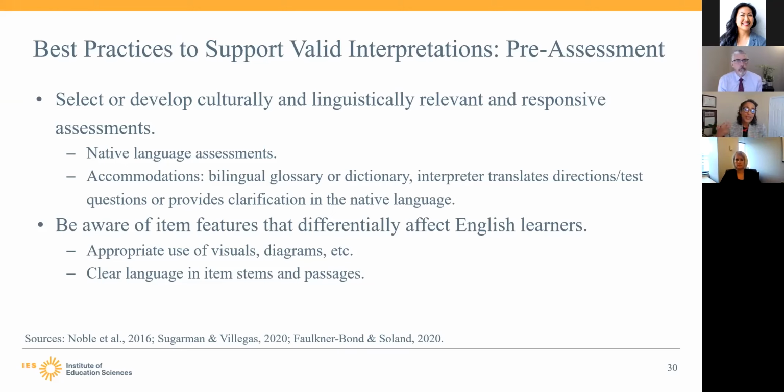Also, just using clear language in item stems and passages, avoiding tricky constructions where you're referring back to "these" or "those," but it's not clear what these or those is, or using language that's very probabilistic in a way that's unclear. Those kinds of things can help to improve the accessibility of items for English learners and probably also help other students as well.